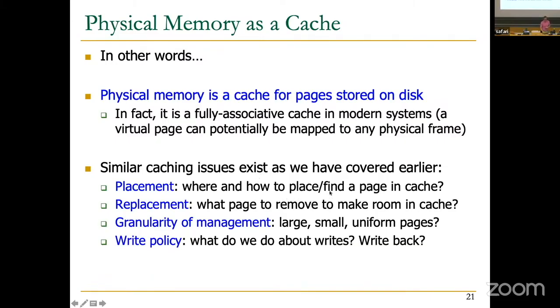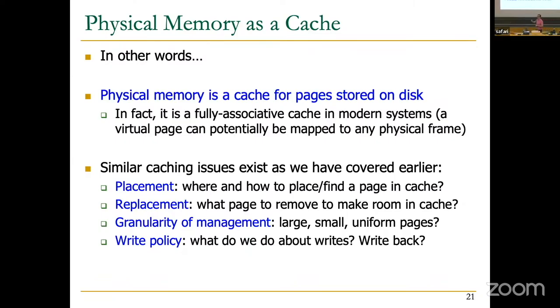So for example, where and how to place and find a page in cache? What page do you remove to make room in the cache, meaning physical memory? Do you have large, small, or uniform size pages? What do we do about writes? When you write to a physical page, do you also write to a copy on disk? And people quickly figured out that it's a very bad idea to have write-through physical memories.